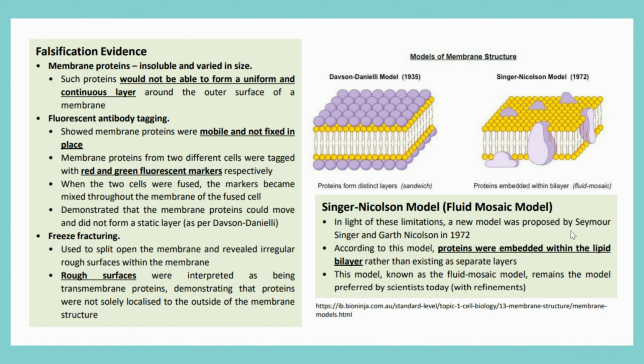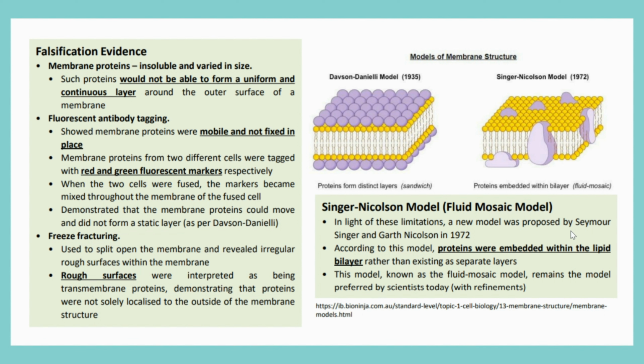So, firstly, fluorescent antibody tagging was used, which showed that the membrane proteins were actually mobile and not fixed in place. The proteins from two different cells were tagged with red and green fluorescent markers, respectively. So when the two cells fused, the markers became mixed throughout the membrane of the fused cell, and this hence demonstrated that the membrane proteins could move and were not actually a static layer as per the Davison-Danieli model.